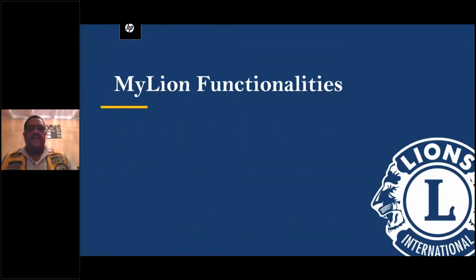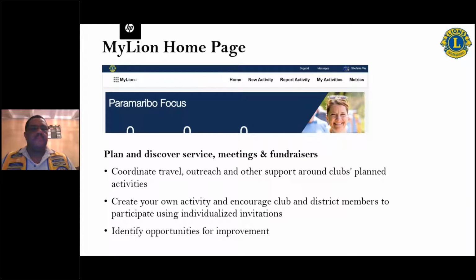So we go on to the MyLion functionalities. So once you log onto that section, you will be able to plan and discover service events, meetings, and fundraisers. So therefore, MyLion is basically reducing the stress and work of the secretary and getting other members of the club involved. So all your committee chairmen should now, after you identify your dates, you can actually put dates way ahead for your events. You know that the cooking event will be May 21. You can just plug in the date from now.